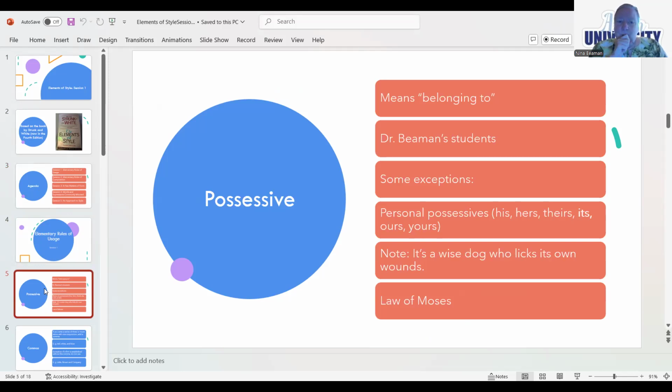So let's talk about the possessive. A possessive means belonging to. So for example, Dr. Beaman's students. The students belong to Dr. Beaman, and you show who possesses the students with an apostrophe S. There are some exceptions. There are some personal possessives. His, hers, theirs, its, ours, and yours.